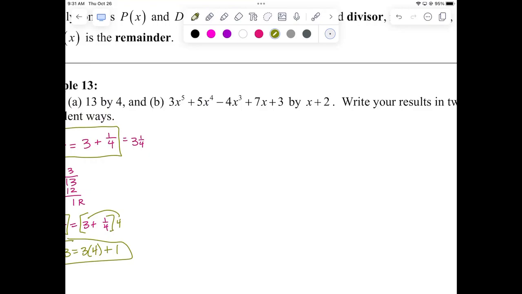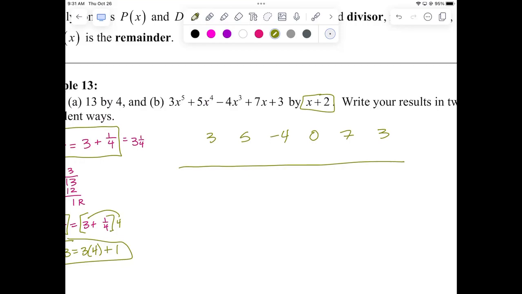3x to the 5th plus 5x to the 4th minus 4x cubed plus 7x plus 3. I'm going to divide it by x plus 2. Now, to divide it by x plus 2, do you want to use long division or synthetic division? Synthetic. Let's use synthetic. 3x to the 5th plus 5x to the 4th minus 4x cubed plus 7x. Does that come next? No, I need to have a 0. Very good. There's no x squared term, so I got to have a 0. And then I have a 7x and then a 3. So watch those placeholders. And having a placeholder of 1 here was better than having like 1,000 placeholders.